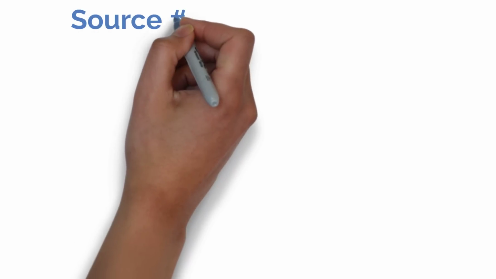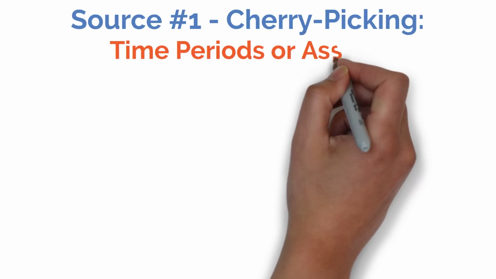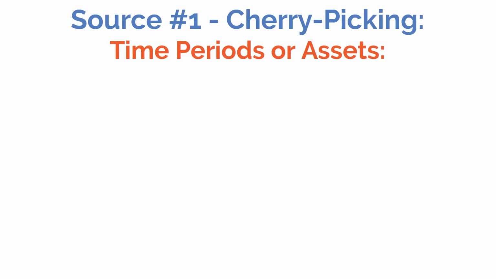The first source of misleading backtests is cherry-picking the data. This can come in many forms and isn't always something that we do intentionally or even knowingly, but some of the most common ones are cherry-picking specific time periods and cherry-picking specific assets.